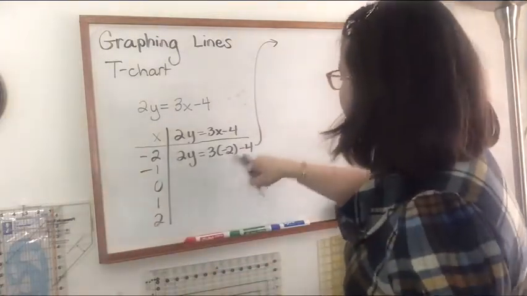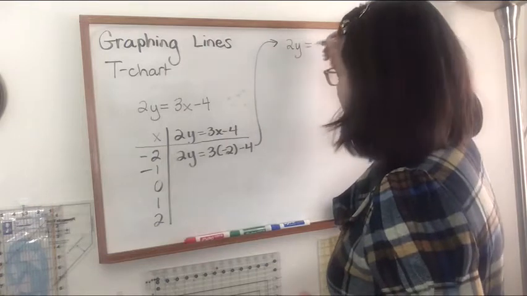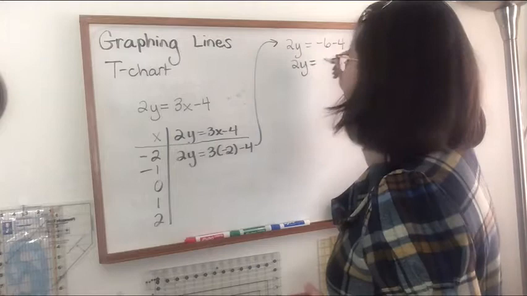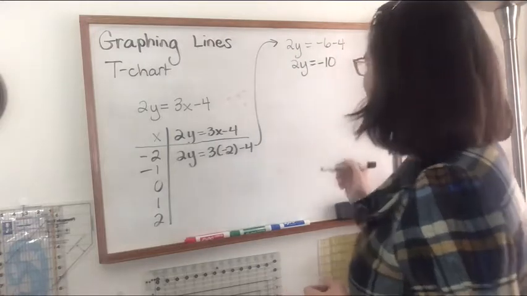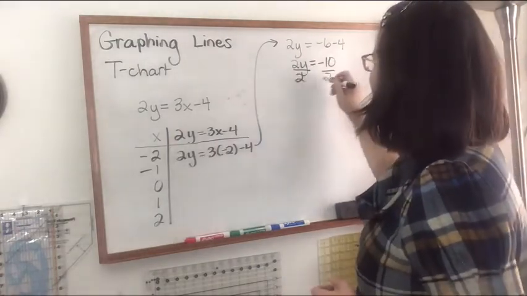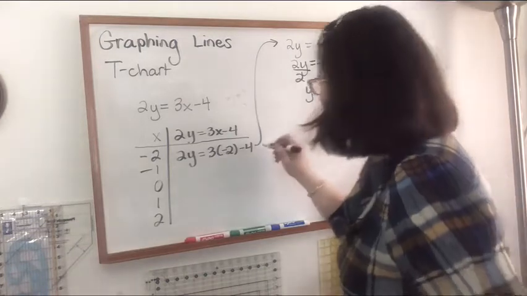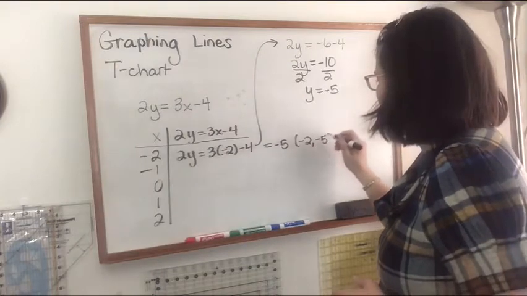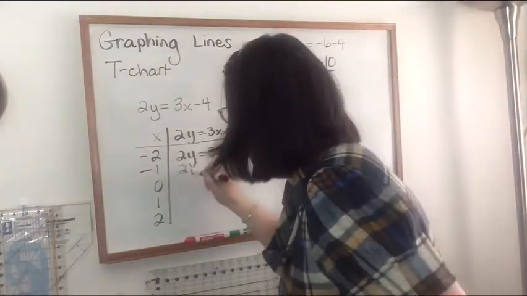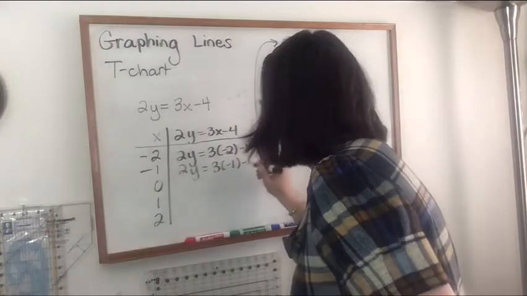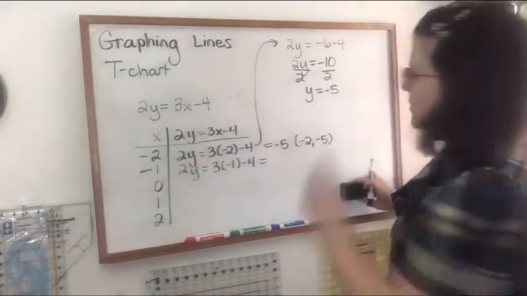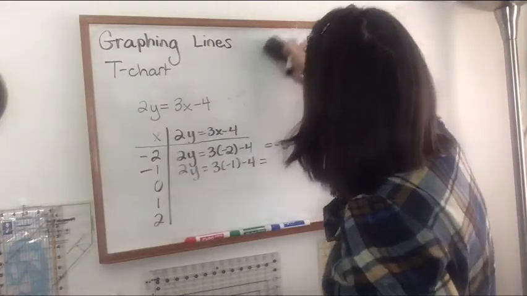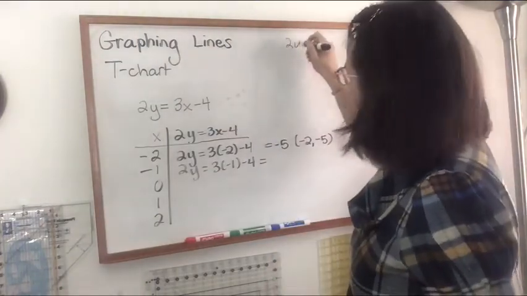All right, so 3 times -2 is -6. I have 2y equals -6 minus 4. -6 minus 4 combined together through addition. You owe me 6 and you owe me 4. That gives me -10. I divide by 2, so y equals -5. So now I know I have an ordered pair, -2, -5. All right, now I'm going to do the same thing for the next piece. I did the math there already, so I'm going to erase it. Goodbye, math. Now I'm going to do the next math there.